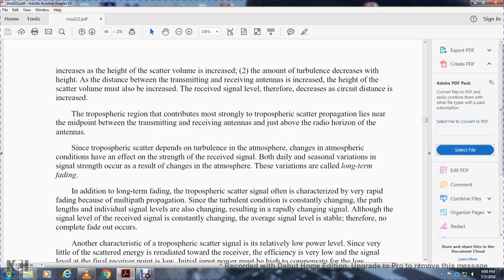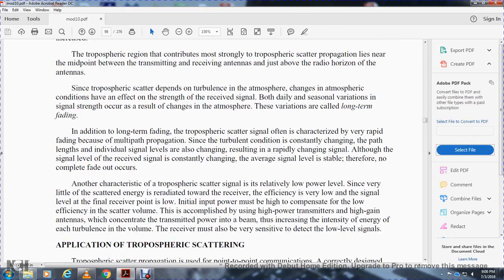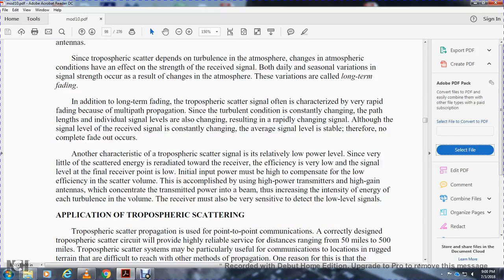Atmospheric conditions affect the strength of the received signal in both daily and seasonal variations. Signal strength changes that occur as a result of long-term atmospheric variation are called long-term fading. In addition to long-term fading, the tropospheric scatter signal is often characterized by very rapid fading because of multiple-path propagation. Since the turbulent conditions constantly change the path lengths, the individual signal levels are also changing, resulting in a rapidly changing signal. The average signal level remains stable, so there is no complete fade-out.